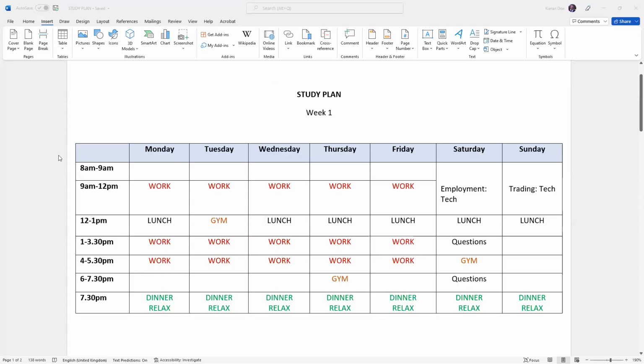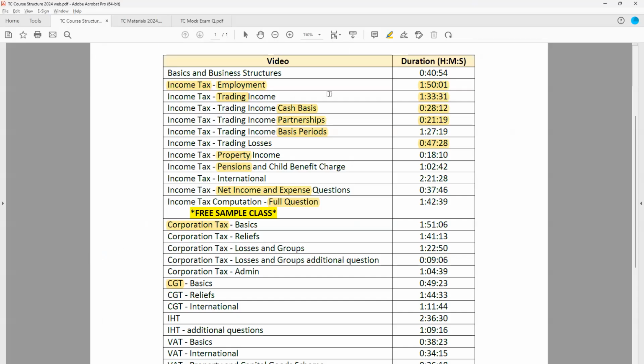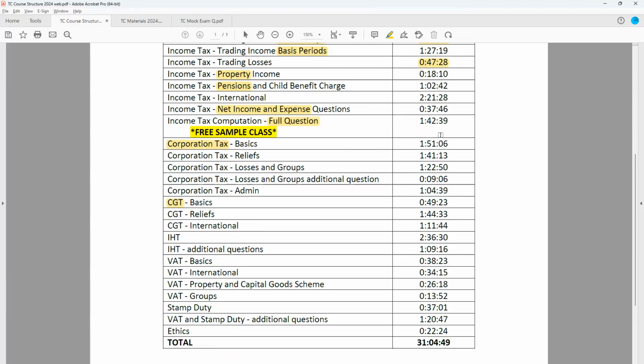So yeah, I would absolutely recommend having some sort of a plan, so you've got a clear structure to make sure that you're going to be able to cover all of the topics, and then leave the few weeks before the exam so you can start doing full exam papers. You can master every topic one at a time, but obviously as you get closer to the exam, you need to start doing full exam papers. So once you've covered them individually, then you're ready to just do the full exam.